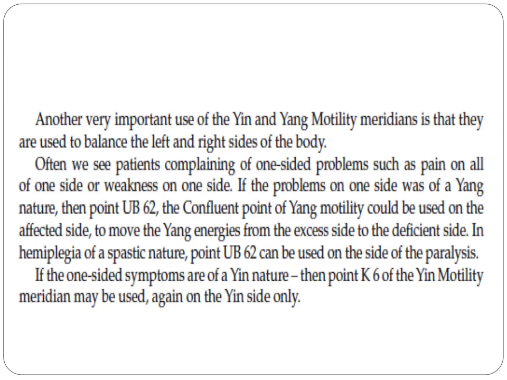In hemiplegia of a spastic nature, point UB62 can be used on the side of the paralysis. If the one-sided symptoms are of a yin nature, then point kidney 6 of the yin motility meridian may be used, again on the yin side only.